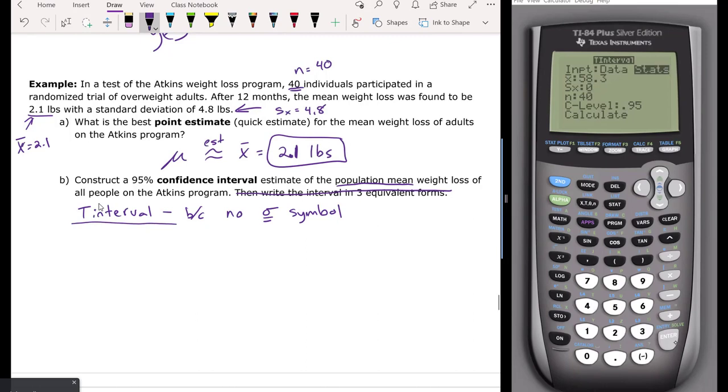And see how in here we have the S with the x. It's the second one down. That's how you know you're also going to use T interval. What's another way to check it? So we have the Sx, which will be the 4.8. So I'm going to put all this info in. And we do have 40 people still. And it's a 95% confidence level.